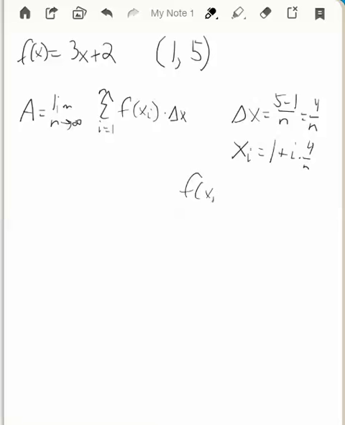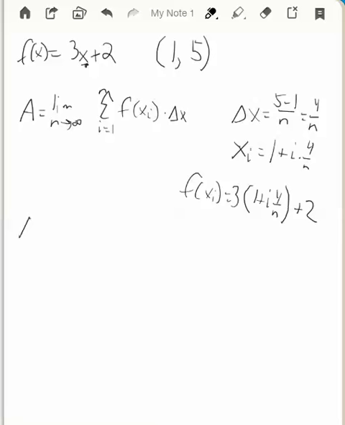So f of x sub I means just take that x sub I and substitute in. So it's 3 times 1 plus I times 4 over n. And that's not squared, it's just 3x. But there is a plus 2, so I got to account for that in my equation: 3x sub I plus 2.